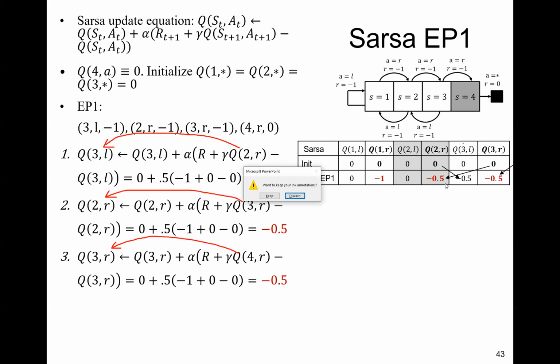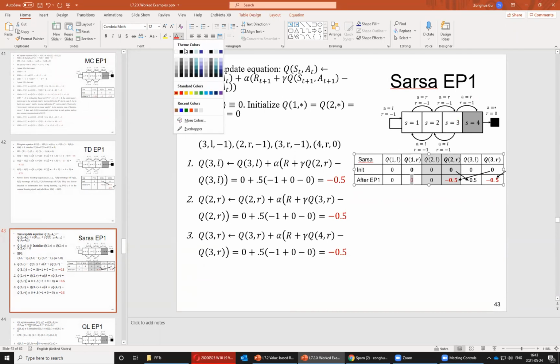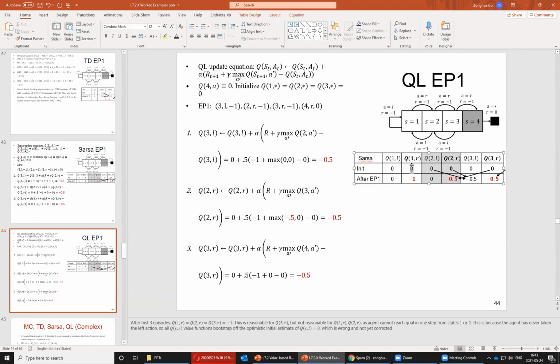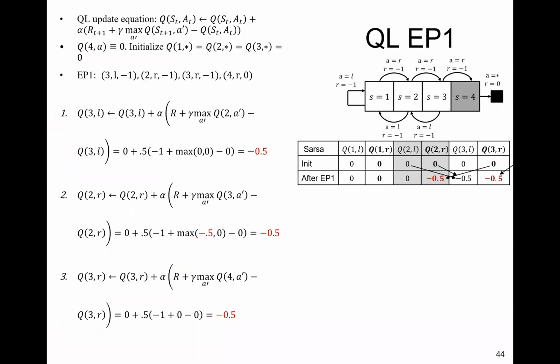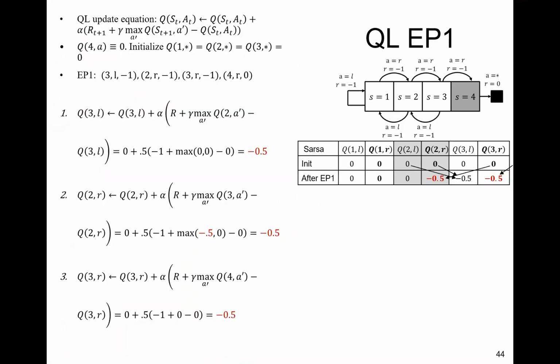There's another typo here. So this is 0 because you never experienced Q1R. So why would it be... So I used the bold font to indicate the right action Q values.